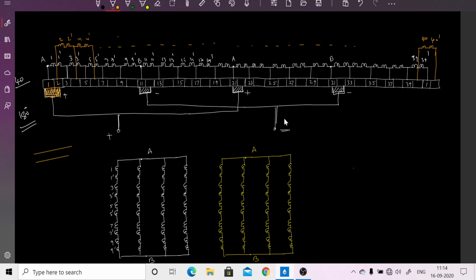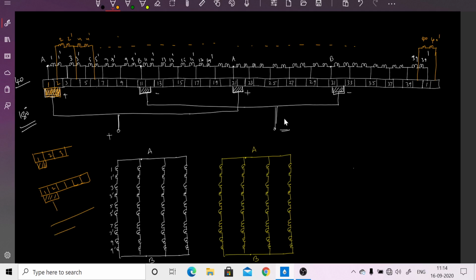Earlier we have taken it like this. In simplex, the brush will be occupying only one segment, 1, 2, 3, like this. But in duplex, what we do is, we have a brush that is a little bit wider, and it will be occupying 1 and 2. This is a brush in case of duplex.